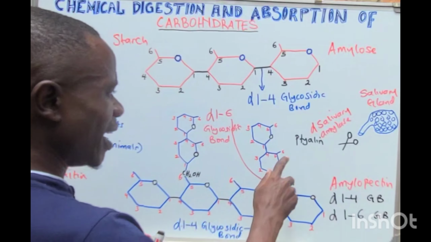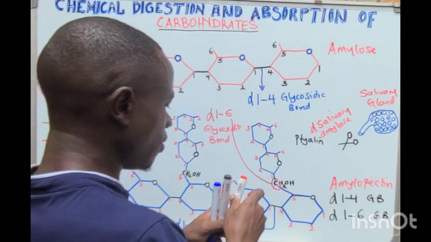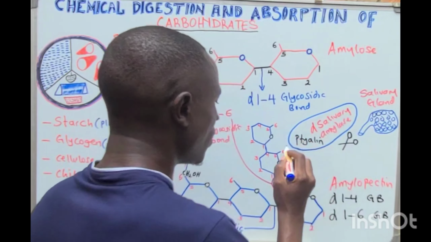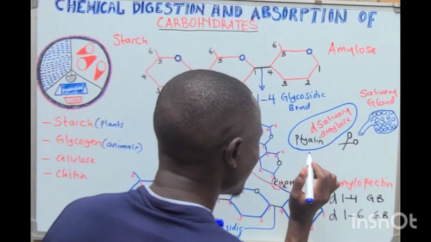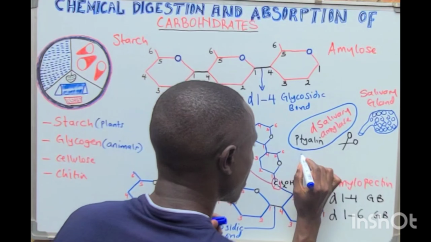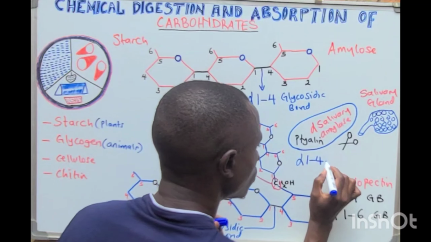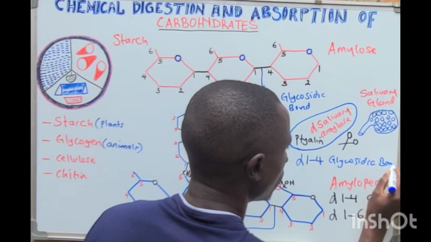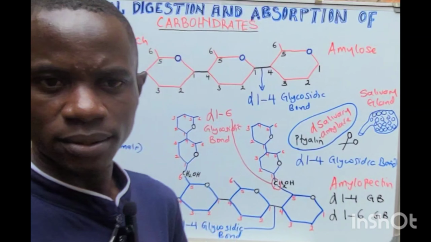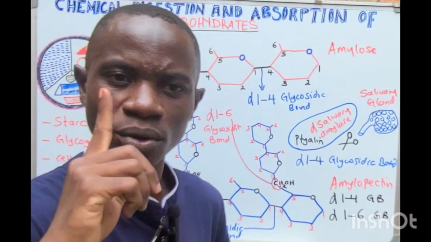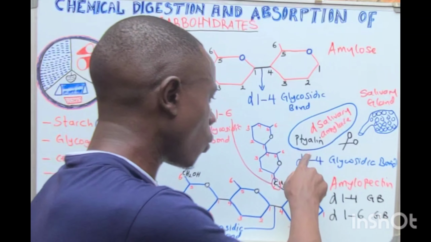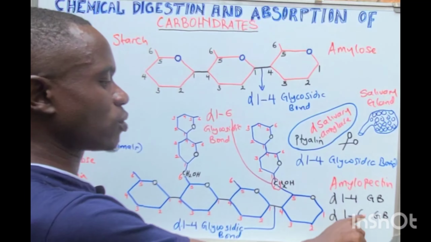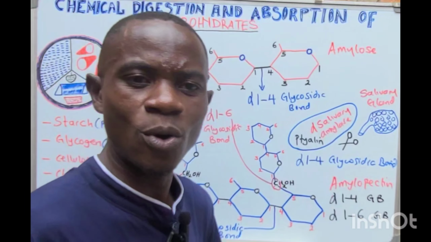Now, this enzyme which we are calling the alpha salivary amylase is only going to be targeting the bond which we are calling the alpha 1 to 4 glycosidic bond. Okay, that is it. It only targets one bond, which we are calling the alpha 1 to 4 glycosidic bond. It has no ability to break the alpha 1 to 6 glycosidic bond. It is all that simple.